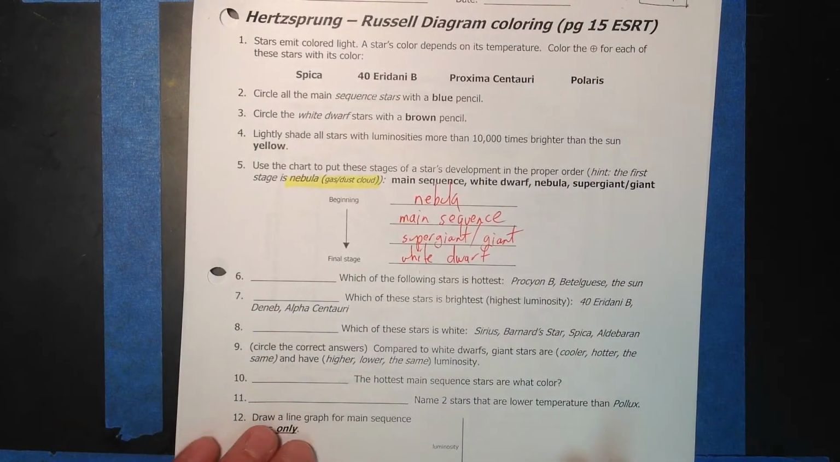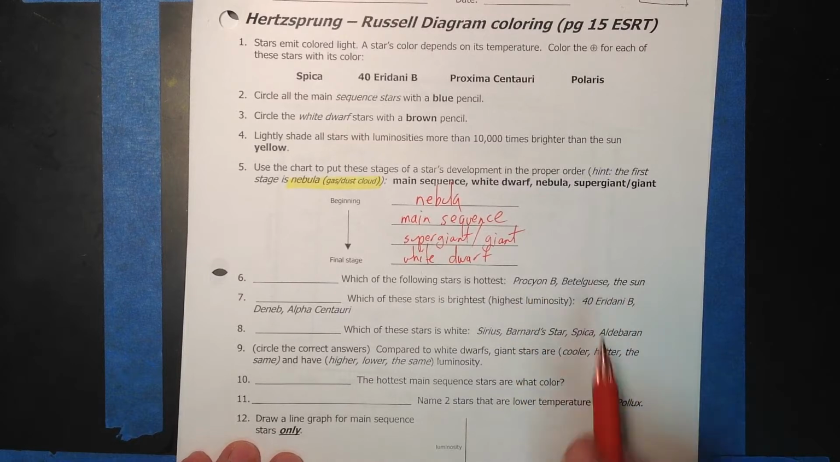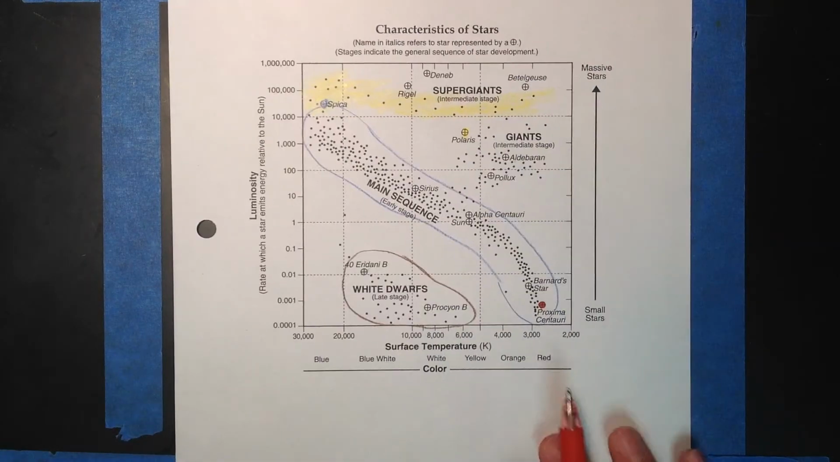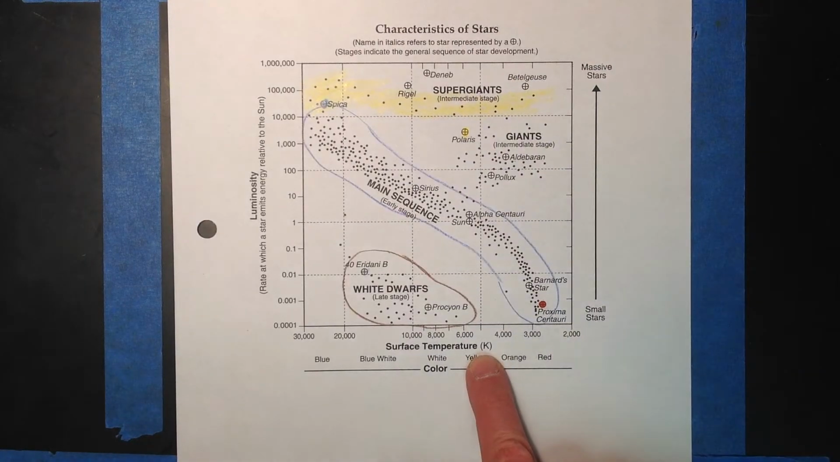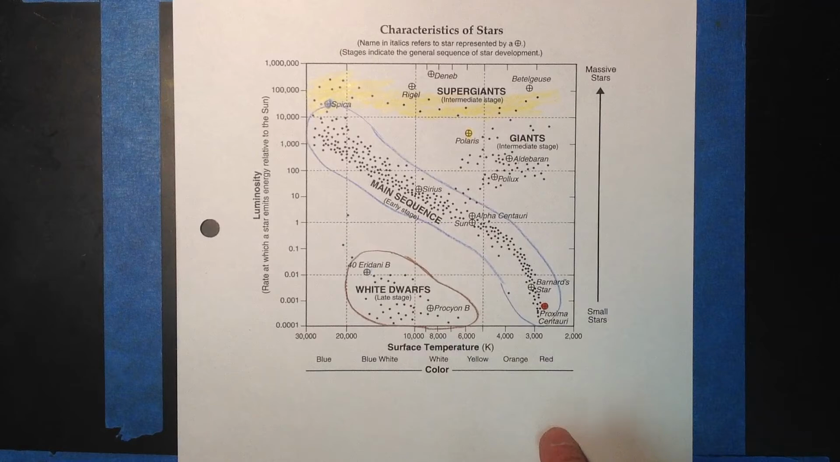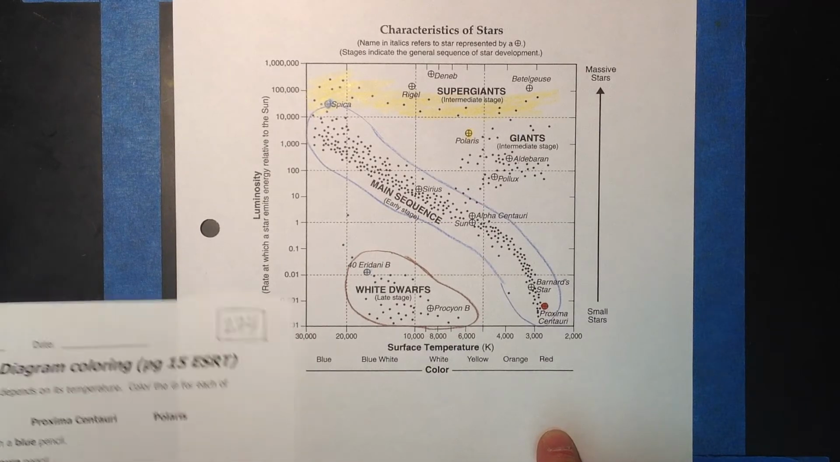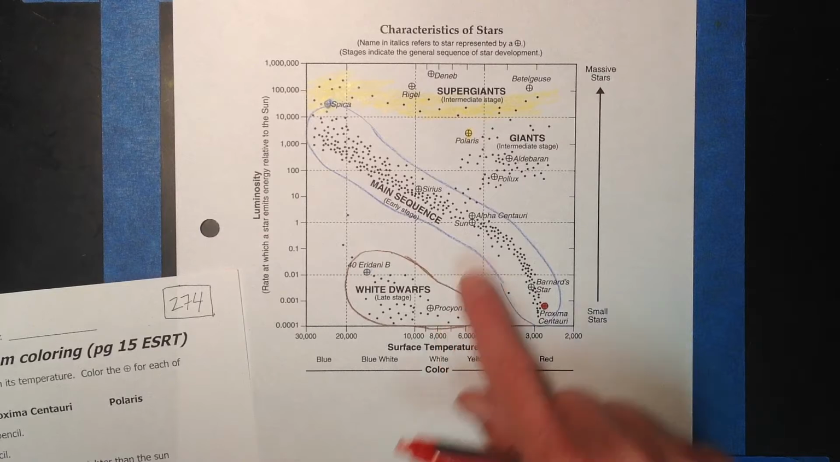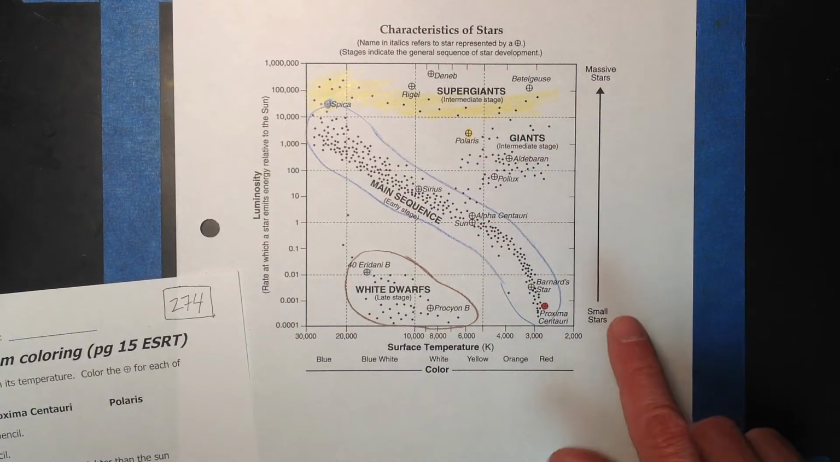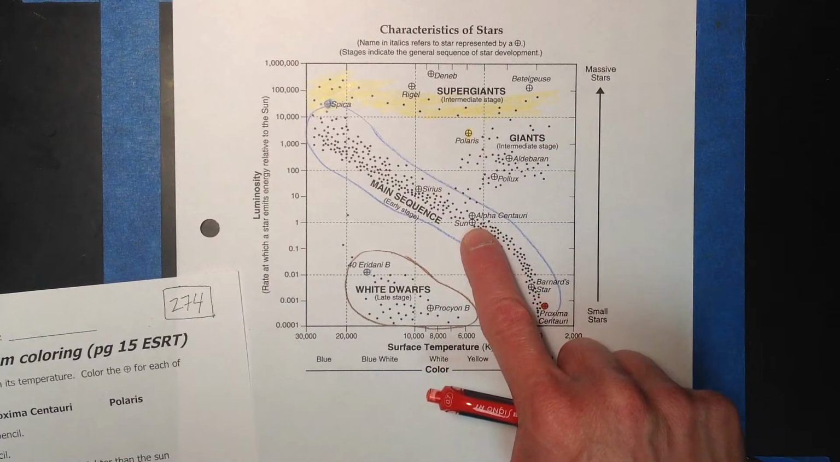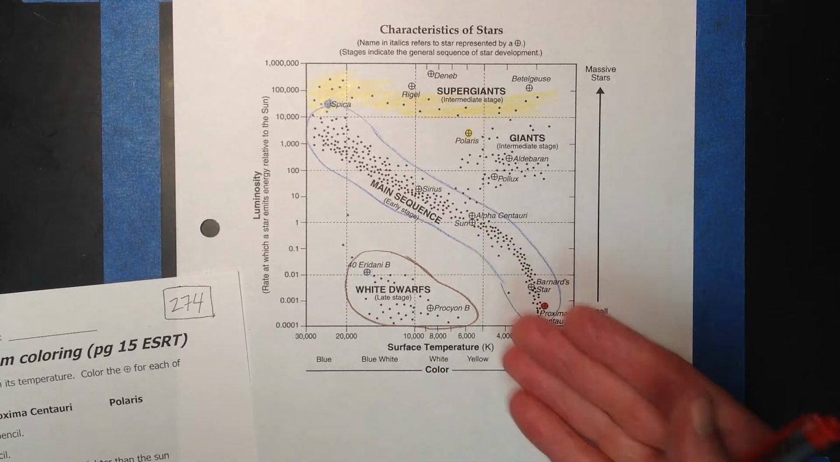6. Which of the following stars is hottest? Of these three, the temperature is here. These are all in Kelvin, not Celsius, not Fahrenheit, but Kelvin, and it goes up this way. So let's compare them. Procyon B, Betelgeuse, and what's the other one? And the Sun. We're doing the hottest of these. So we want to go this way.